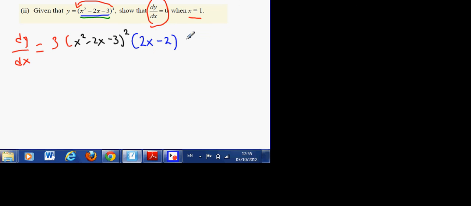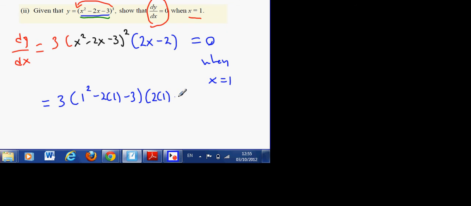Now, you're told this all equals 0 when x equals 1. Replace all x's with 1's. So you're going to get 3 times 1 squared minus 2 times 1 minus 3 into 2 times 1 minus 2 equals 0. The first one is still 3. The second one is minus 4. And the third one is 0.